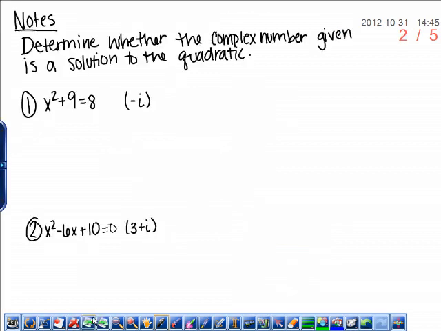Let's continue on with our notes. First thing we're going to do is determine whether the complex number given is a solution to the quadratic. So if I gave you a line and I said, hey, is this point a solution? How could you check? Plug it in. Okay? Same idea. We're given an equation. We want to see if it's a solution, so we're going to check by plugging in.